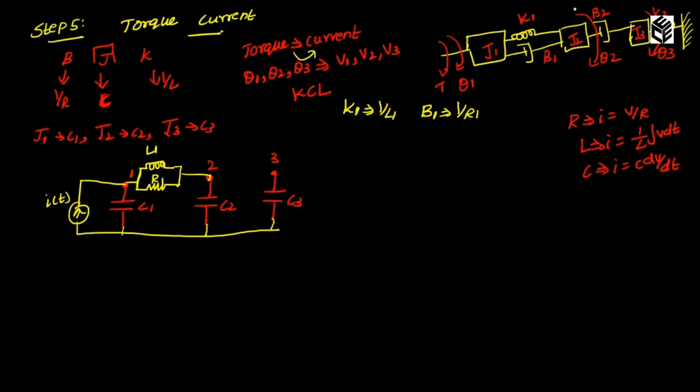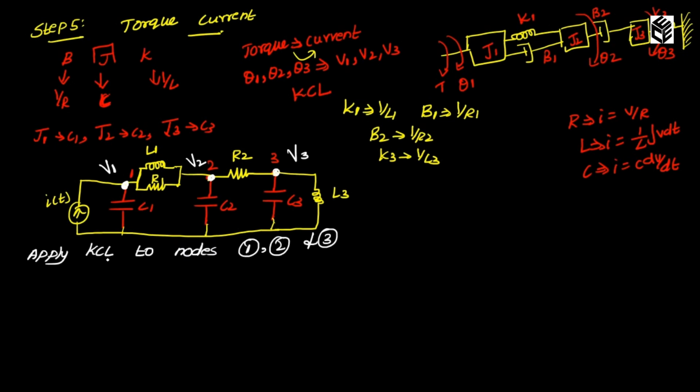In between 2 and 3, I have a common element B2. So B2 is replaced as 1 by R2. So I am going to connect as R2. So to the node 3, I have only one element K3. So K3 is replaced as 1 by L3. So I am going to connect here L3. Now to the node 1 I have a voltage V1, to the node 2 I have voltage V2 and to the node 3 I have voltage V3.